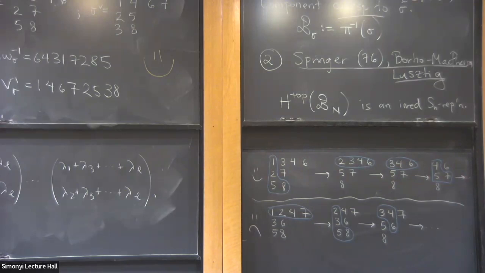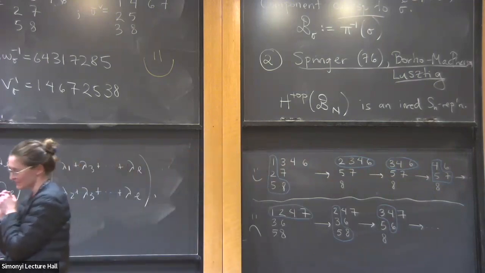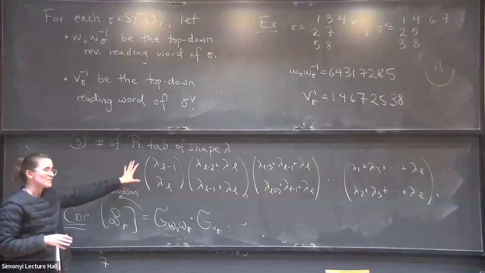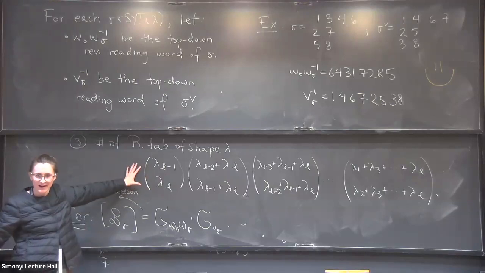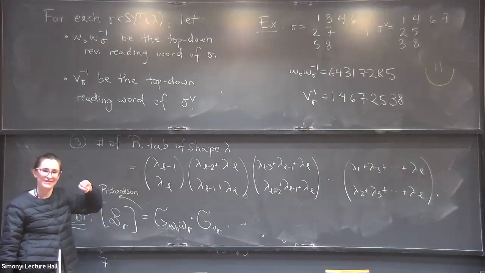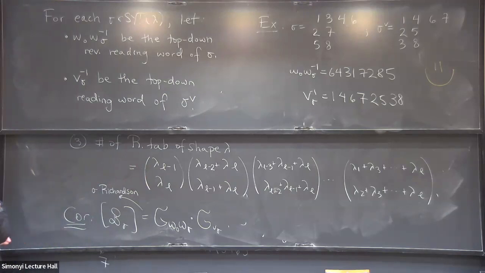In the world of Springer fiber components, how rare are they? Well, rare, if you compare this number to the number of total standard tableaux of shape lambda, at least for this fixed basis. So I guess this would be relatively rare. Do you know a percentage? No, no. There are a lot more standard tableaux than this. A ton.